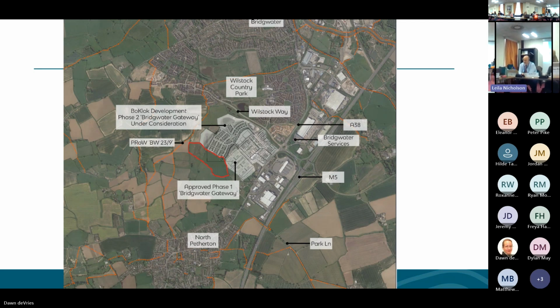And just in the wider context, the local plan's housing figures are expressed as the minimum overall in terms of our requirements at Bridgewater and the surrounding settlement.